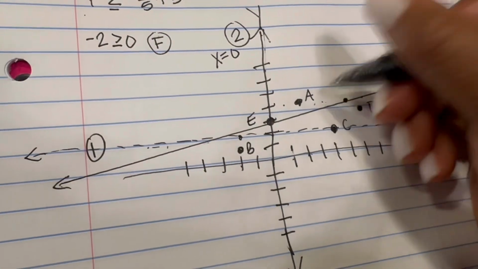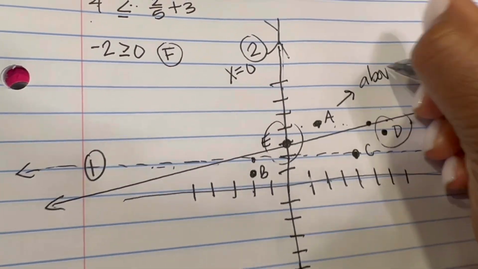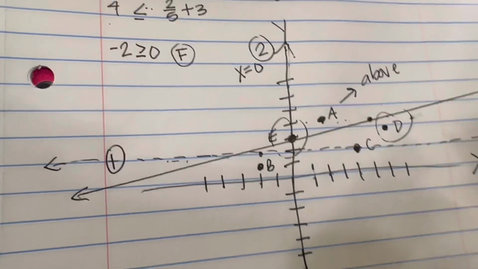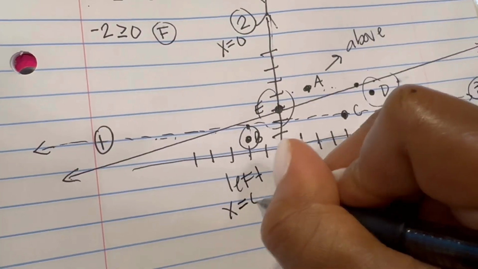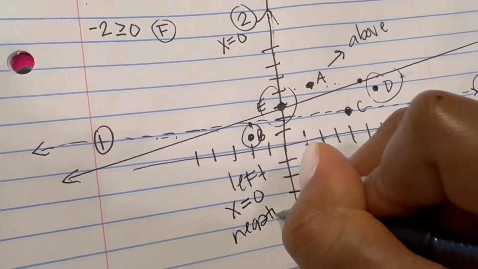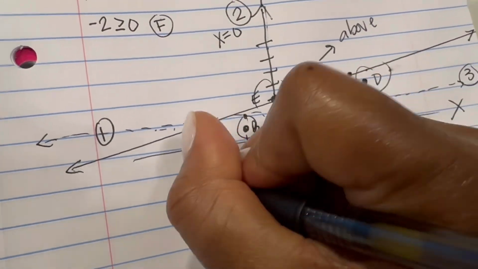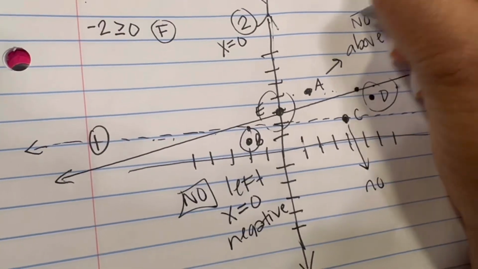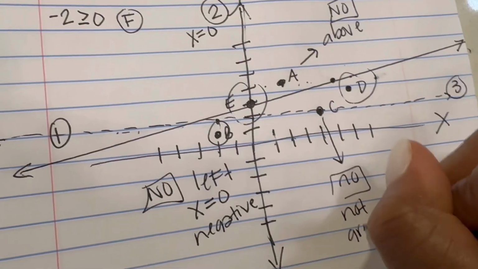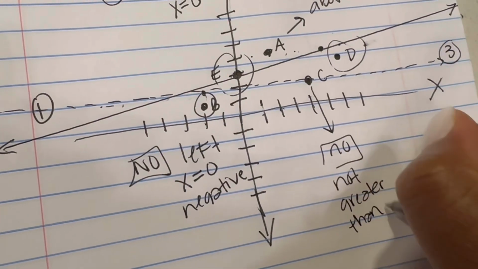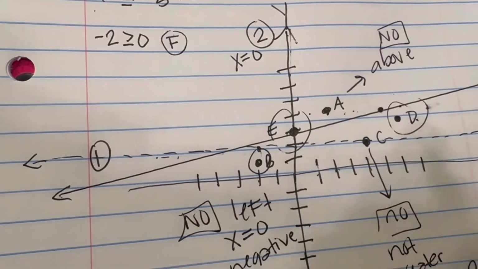So you're saying no to A, right? It was E and D, right? Because A is above the line, right? B was to the left of x equals 0, right? Negative. Make your notes when you're doing this assignment. C, no, because it was not greater than the y equals 2 line, right? So make your notes. These satisfied the system.